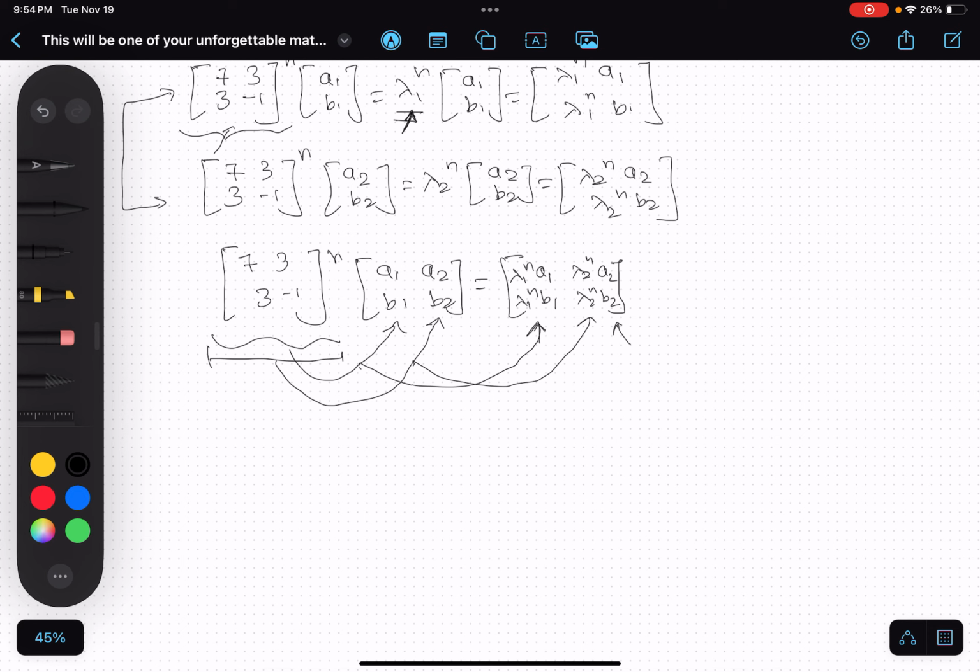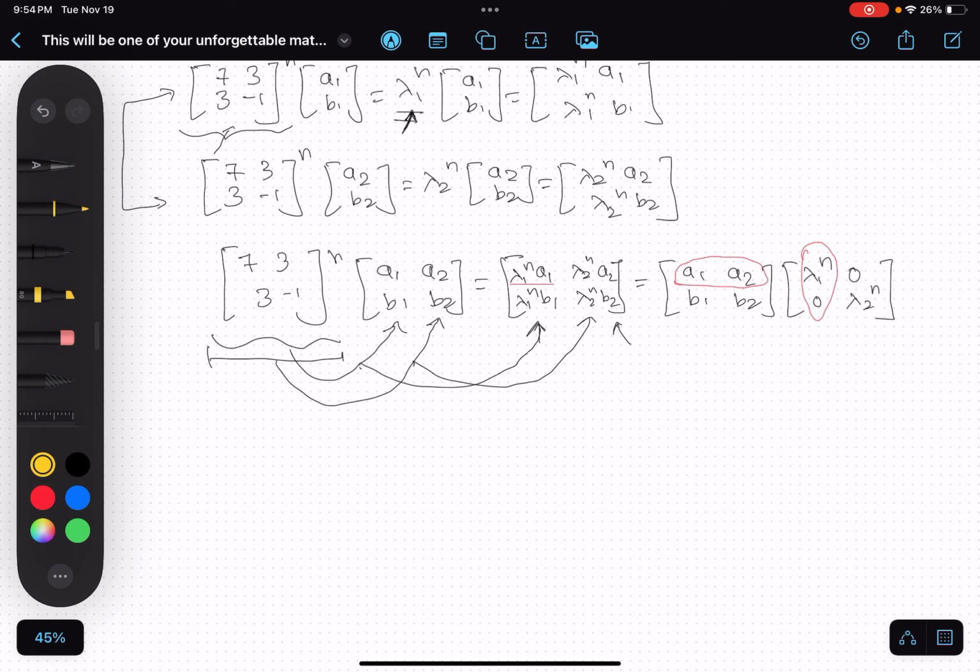How I will write it is, now I will write this as a1 b1 a2 b2 times lambda 1 to the power n 0 0 lambda 2 to the power n. Now notice that this is valid because, first of all, when this row multiplies with this column, only a1 will be multiplied by lambda 1 to the power n, and the other will be 0, right? So our first element will just be a1 lambda 1 to the power n, right?